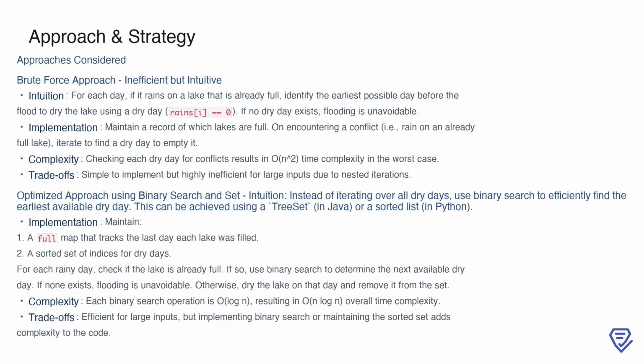To implement this, we maintain a record of which lakes are full, and whenever we encounter a conflict, meaning rain on an already full lake, we iterate through the dry days to find one that can resolve the issue. However, this method has a major drawback. It involves nested iterations, as we check each dry day for conflicts.